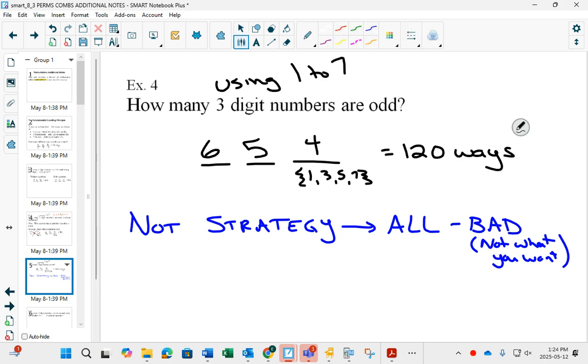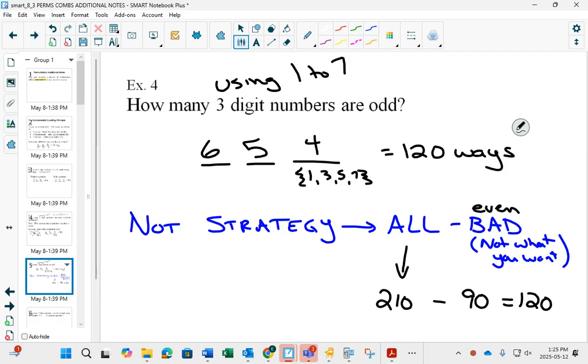So what does the not strategy say? Well, if we think about all, we did that in part A. All numbers, 7 times 6 times 5, we got 210. Which are the bad ones? Those would be the even ones. We counted that in part 2. There was 90 even ones. And if I took all the numbers and I took out the even ones, does it make sense that you would be left with only the odd numbers and you get 120 that way as well?